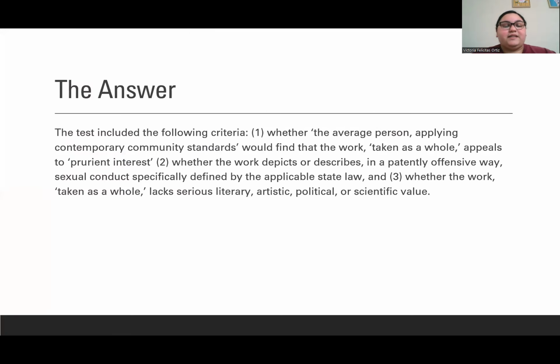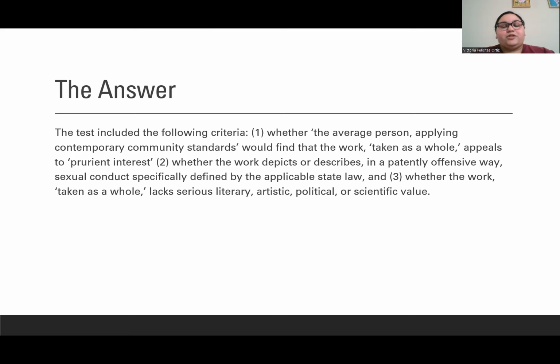The answer to this is that the test included the following criteria. Number 1 being whether the average person applying contemporary community standards would find that the work, taken as a whole, of course, appeals to prurient interest. Number 2 is whether the work depicts or describes in a patently offensive way sexual content specifically defined by the applicable state law. The last one, number 3, being whether the work, taken as a whole, lacks serious literary, artistic, political, or scientific value.